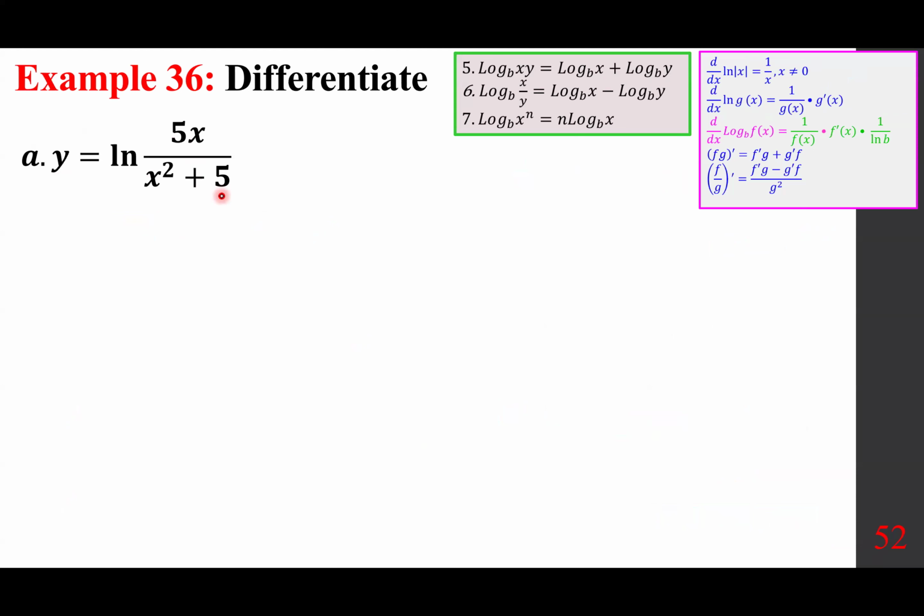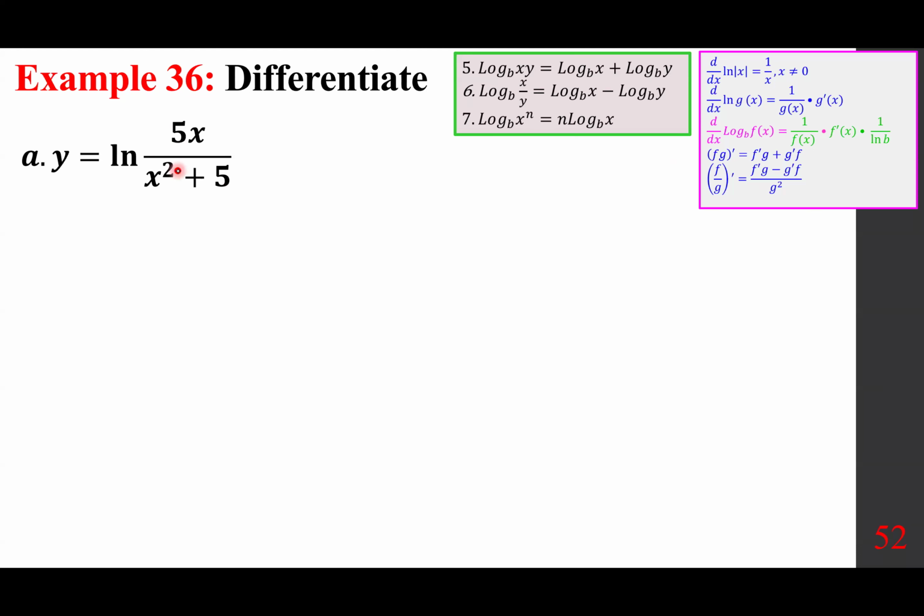ln of 5x over x squared plus 5. How do we differentiate that? First, we are going to decompose it. Why do we do that? Because if we don't, we have to flip this over, which is not too bad. Then we have to differentiate this using the quotient rule. We don't want that.